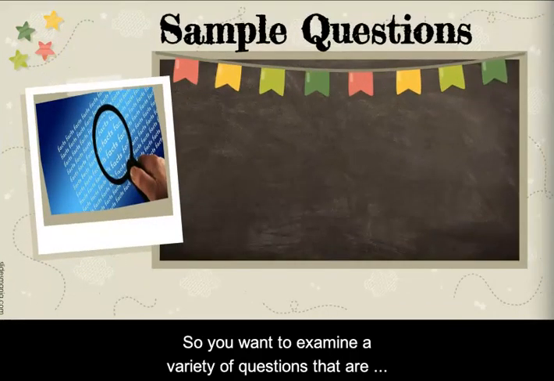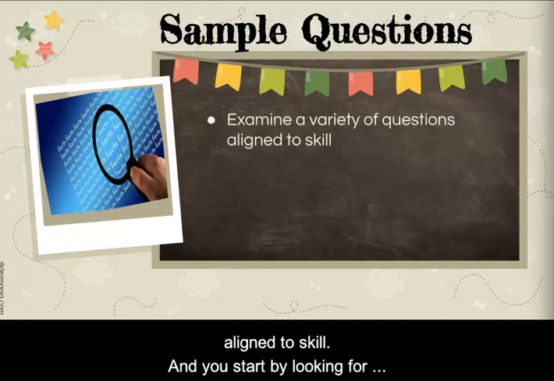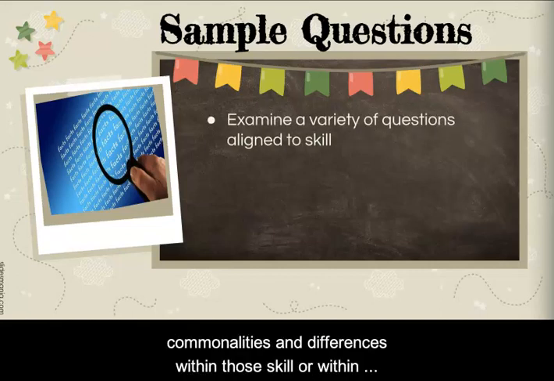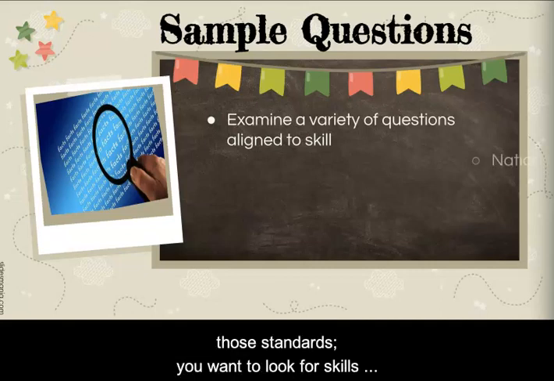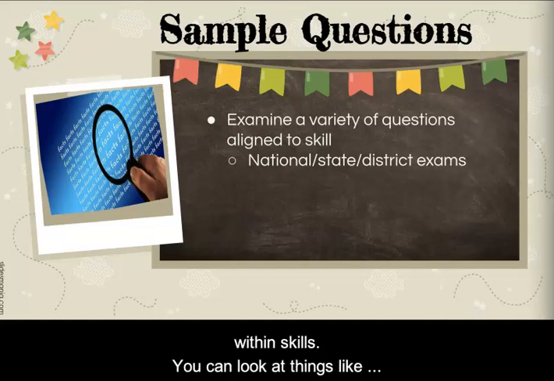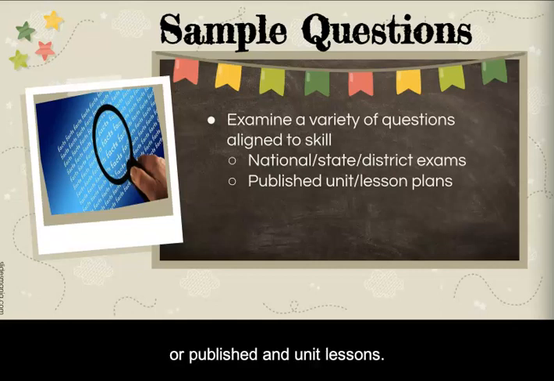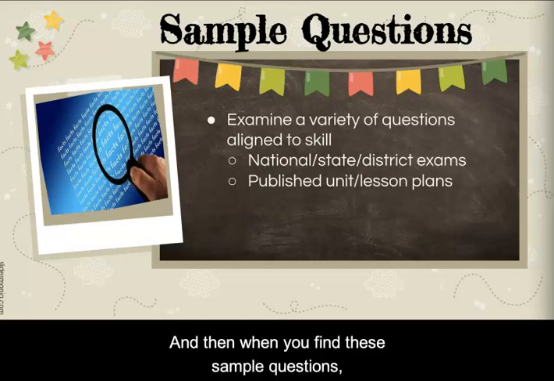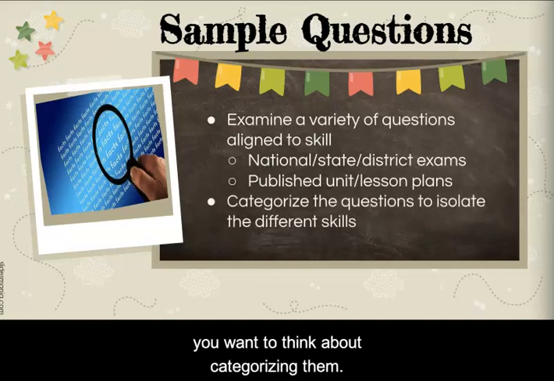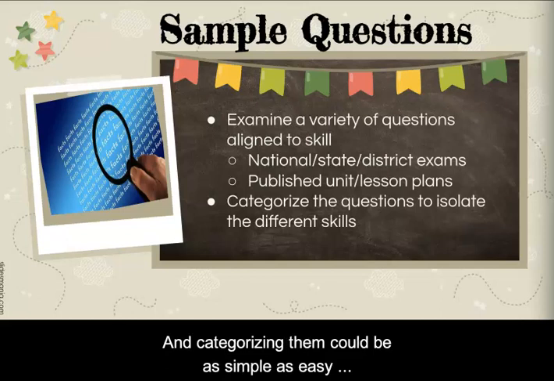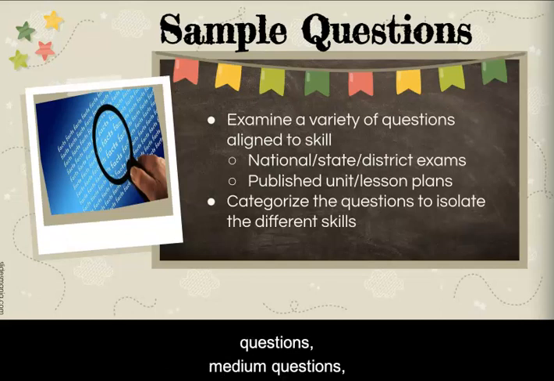So you want to examine a variety of questions that are aligned to a skill. And you start by looking for commonalities and differences within those standards. You want to look for skills within skills. And you can look at things like national and state tests, district exams, or published and unit lessons. And then when you find these sample questions, you want to think about categorizing them. And categorizing them could be as simple as easy questions, medium questions, hard questions.